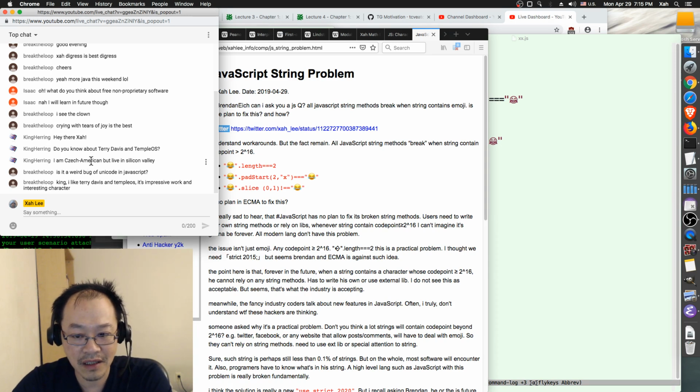So Break the Loop says, is it a weird bug of Unicode in JavaScript? No, it's not a bug. Okay, let me explain.